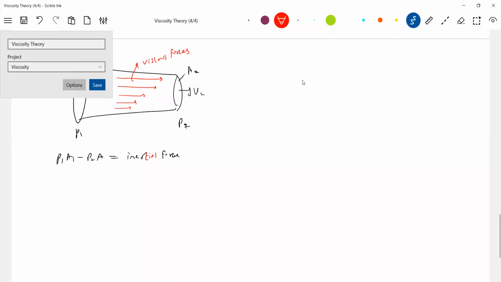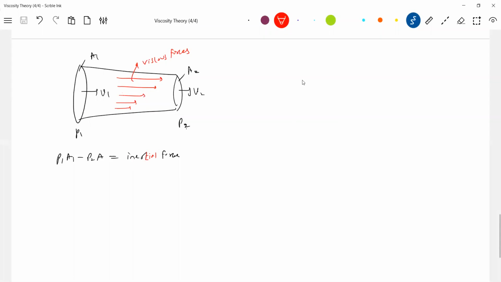Now, definitely there is some relation between the inertial and viscous forces here. So for that, we'll define a Reynolds number. So what is the Reynolds number? The basic definition goes like this: Reynolds number is the ratio of inertial forces to viscous forces. This Reynolds number I'll write with the symbol Re.